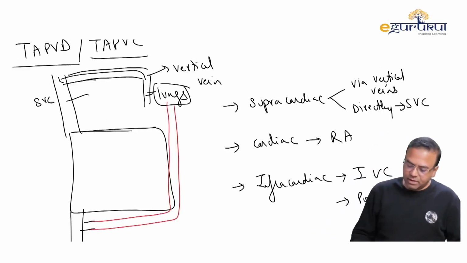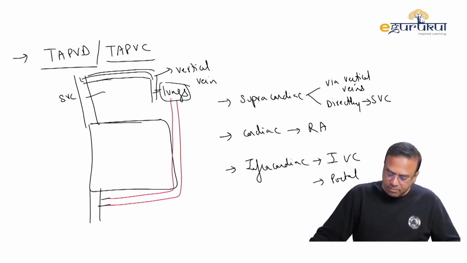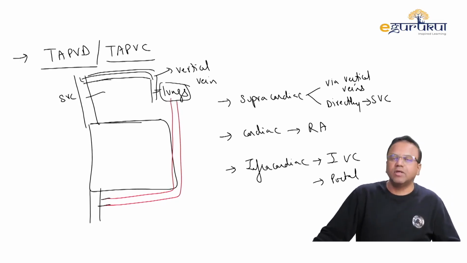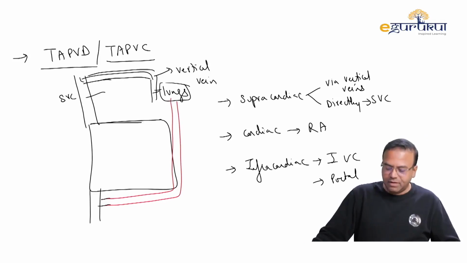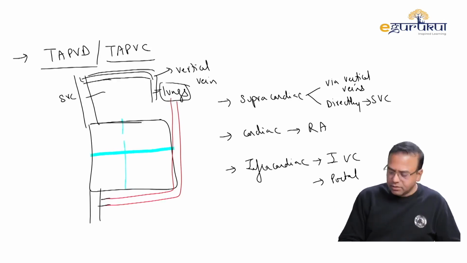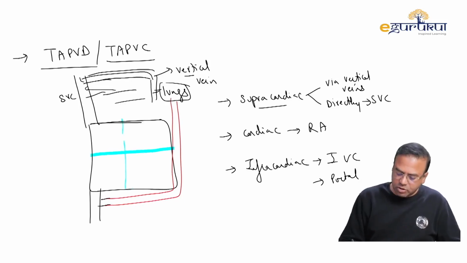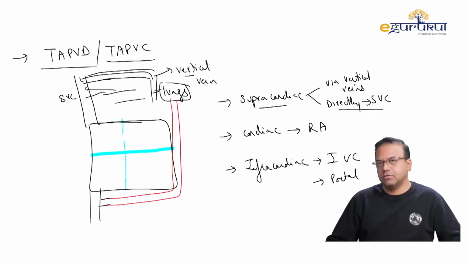So to summarize once again, what is happening in total anomalous pulmonary venous drainage? There are three categories. The pulmonary veins drain back into the right heart via the superior vena cava, and when it's draining back via the superior vena cava, it goes through the vertical vein. Through the vertical vein, it drains into the superior vena cava. This is known as supracardiac type. Or the pulmonary veins can directly open into the superior vena cava. This is another supracardiac type.